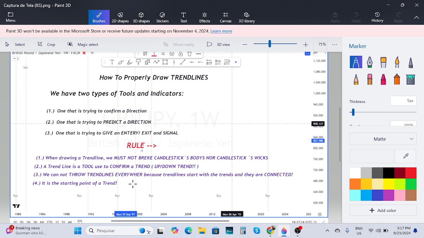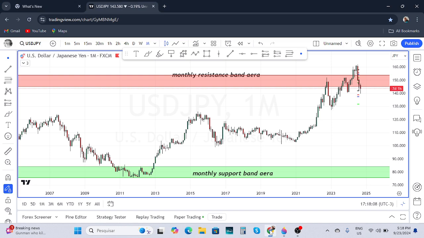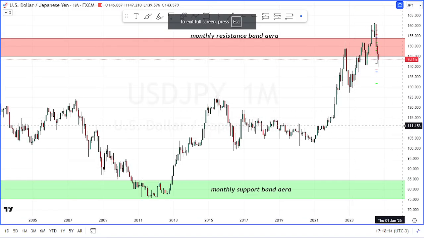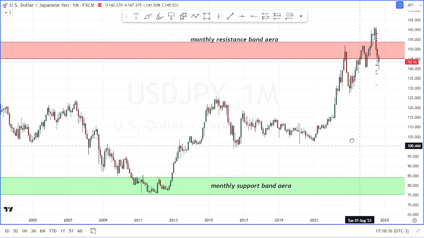So we want to take this to heart. These write-ups, these texts here, are very, very important for us. So we're going to dive into the chart, and I'm going to show you guys how to properly draw trend lines and how you can make use of them.